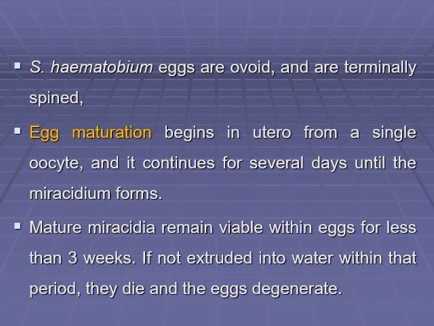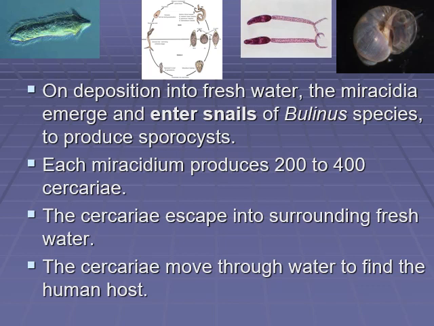The haematobium egg is ovoid and terminally spined. Egg maturation begins in utero from a single oocyst and continues for several days until the miracidium forms. Mature miracidia remain viable within the eggs for less than 3 weeks, and if not excreted into water within that period, they die with the eggs. On deposition into fresh water, the miracidia emerge and enter the snail, called Bulinus truncatus species, to produce sporocysts.